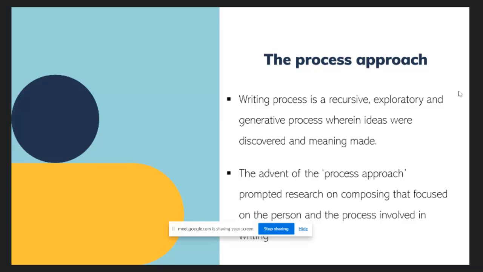And the advance of this approach prompted research on composing that focuses on the person and the process involved in writing. About the person, there is a lot of research on many variables that affect writers, such as the transfer of L1, language, writing ability, gender, language style, or reading appetite. On the process, there is research on planning, drafting, revising, editing, translating, backtracking, etc.